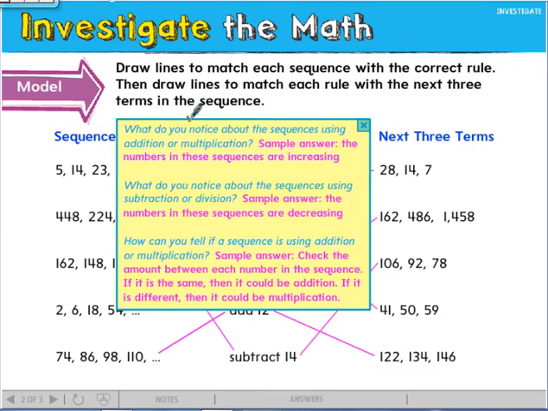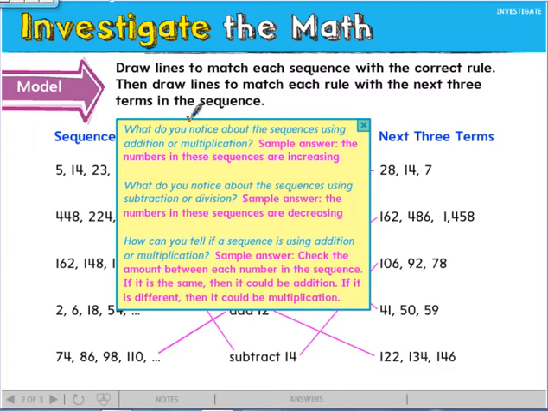Okay? What do you know about sequences using subtraction or division? What happens to the numbers? They're descending, which means they are going down, and going down means the numbers are smaller, right? It's going from greatest to least. All right, so the numbers are getting smaller.